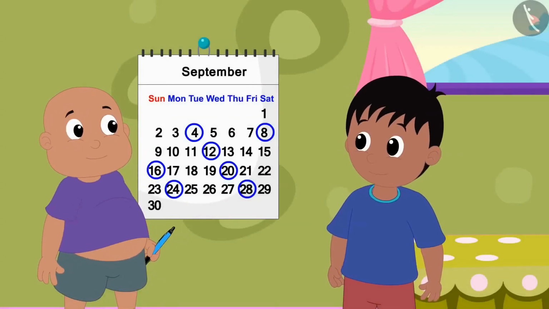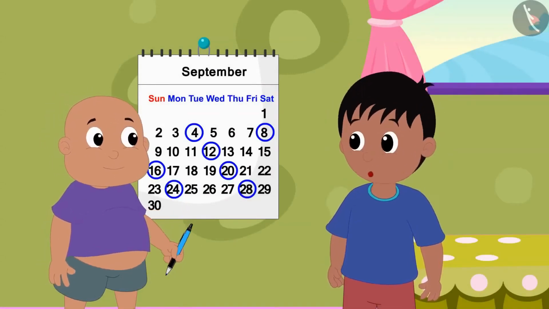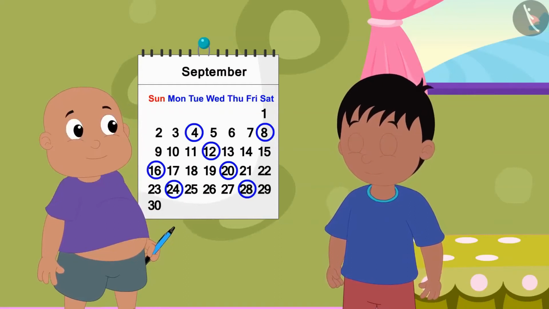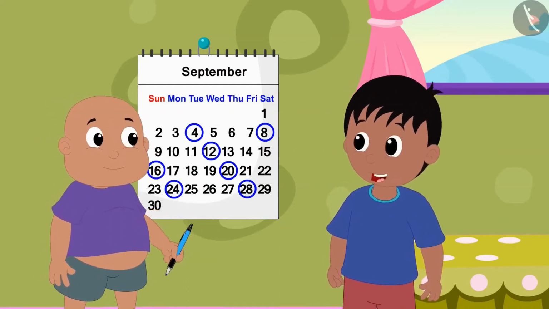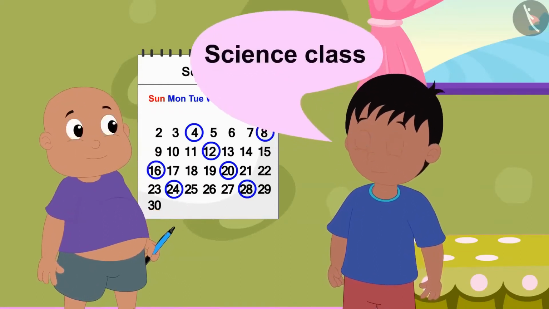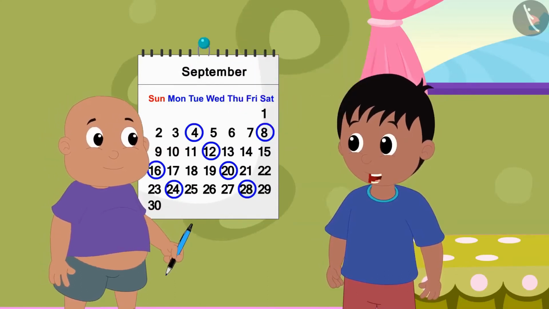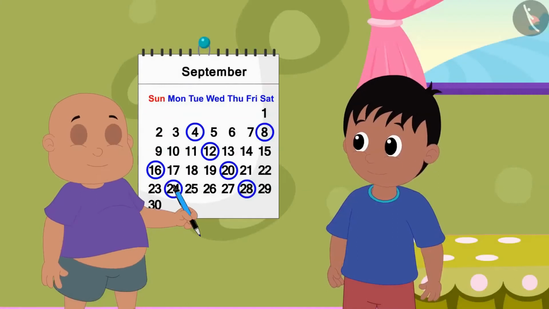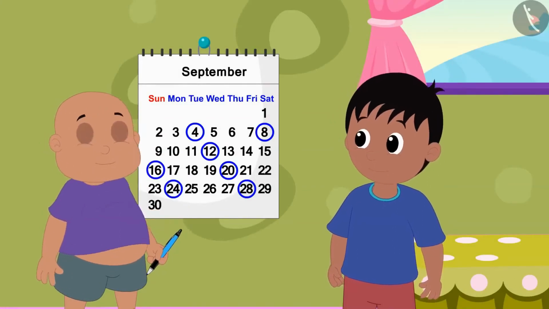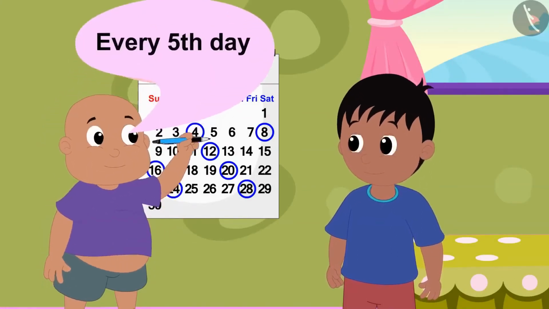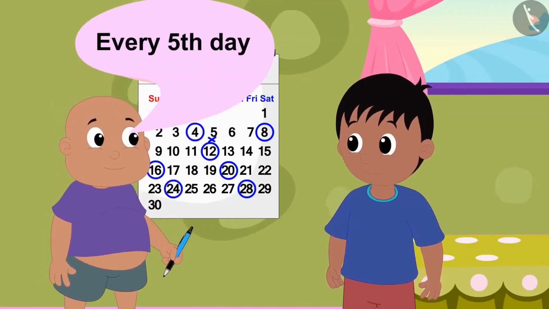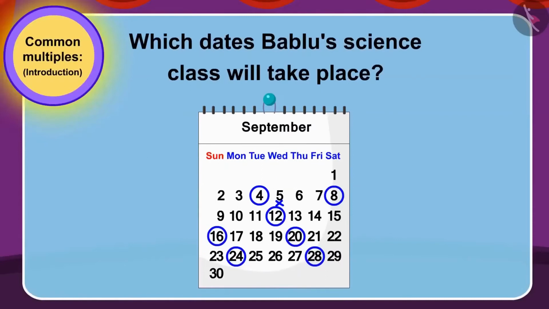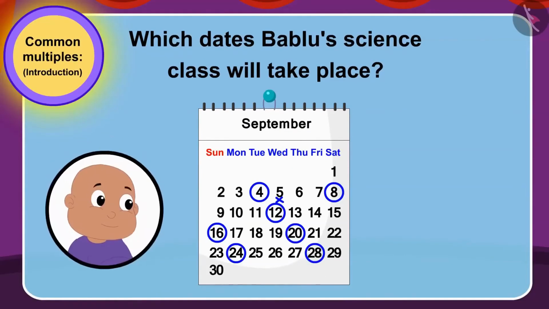Now Raju said to Bablu, Bablu, your class is on so many days and you have also enrolled in science class. So, on what days will your science class be? Bablu told Raju that his science class would be every 5th day. Children, can you use multiples to tell on which dates Bablu's science class will take place?